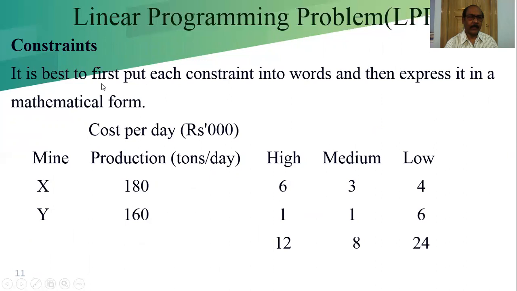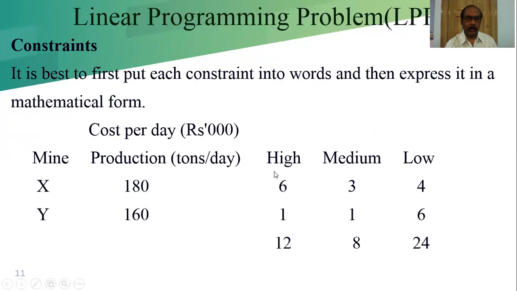It is best to first put each constraint into words and then express it in mathematical form. For simplicity, I have copied the table here, and from that we can formulate. We consider that x is the variable for the days mine X is operated in a week, and y is the variable for the days mine Y is operated in a week.